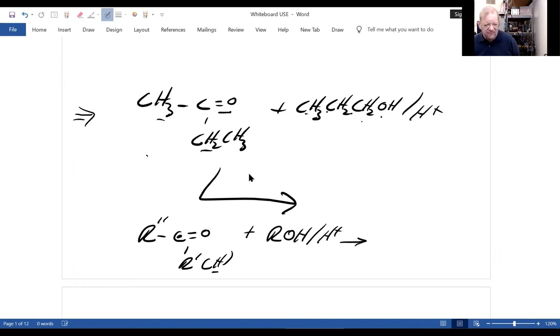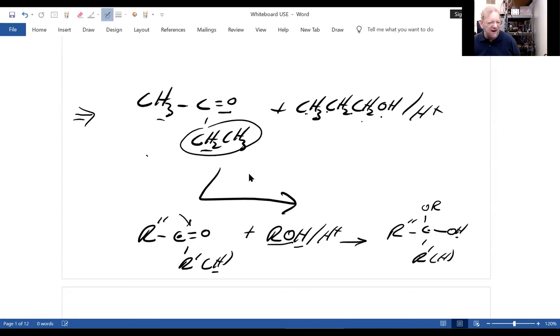Keep your eye on the carbonyl. What's attached to that, R double prime and R prime, or if it was a hydrogen, is still attached there. It comes along for the ride. Now, what happens? You open up the pi bond of the carbonyl. The hydrogen from this goes there, and this part goes here. Now, let's take a look at this. And by the way, on the ketone, you can call one R prime, the other R double prime, doesn't matter. Right now, I'll call that R prime, and this R double prime, and the carbons on the alcohol, I'll call R.